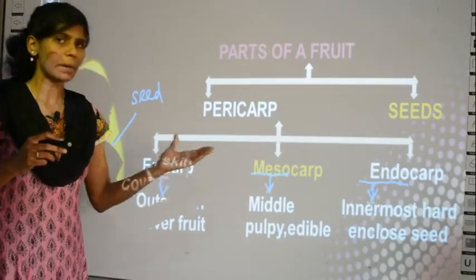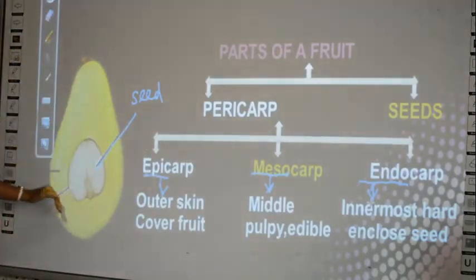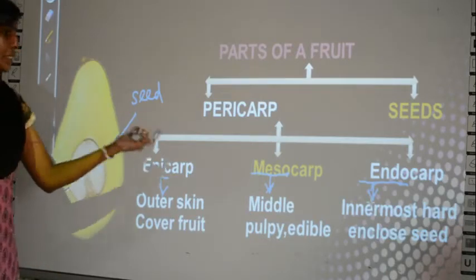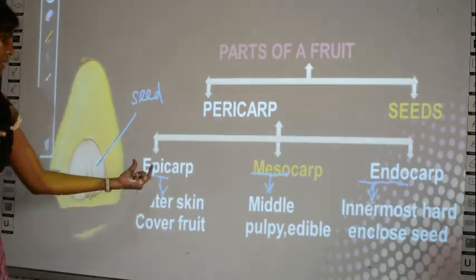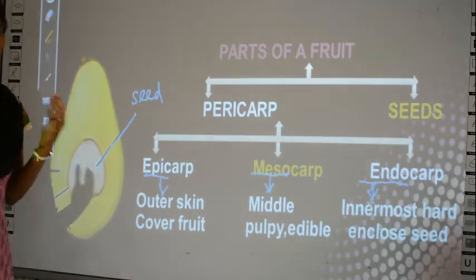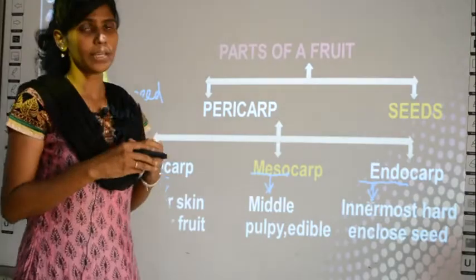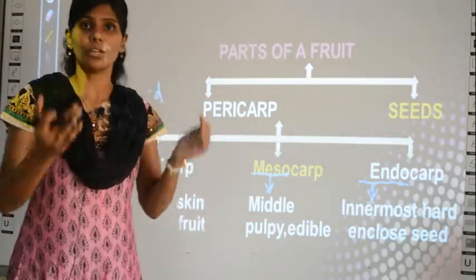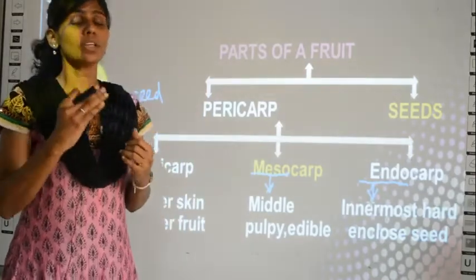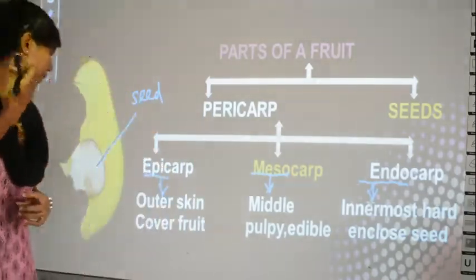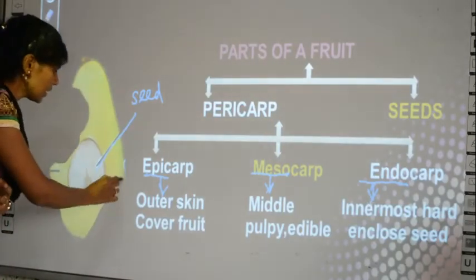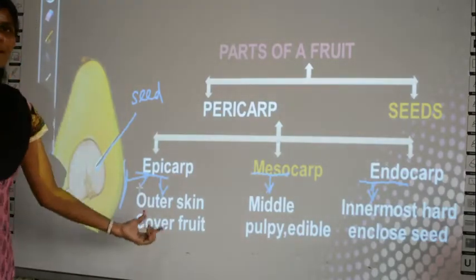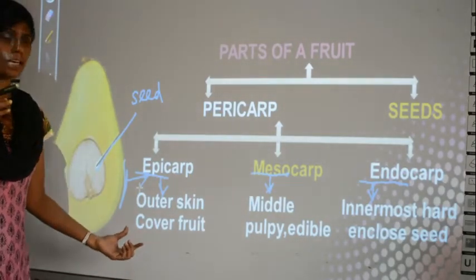So what are these three parts? This soft or juicy structure of the fruit is divided into three parts called epicarp, mesocarp and endocarp. See, this epicarp is the outer skin. For every fruit you eat, there will be an outer skin. In apple or mango, if you see, there is a skin outside. That outermost skin is called the epicarp. Do you have a skin here? You have a skin, right? So this is the epicarp. The outer skin which covers the fruit is the epicarp.